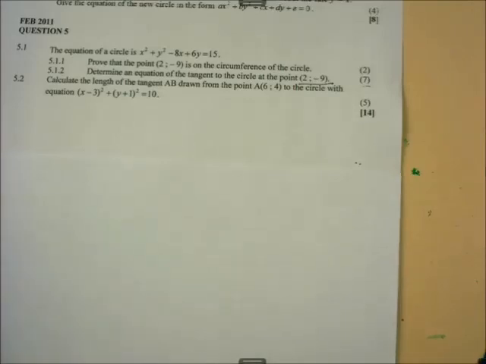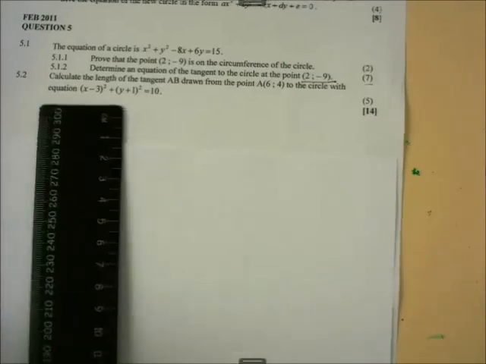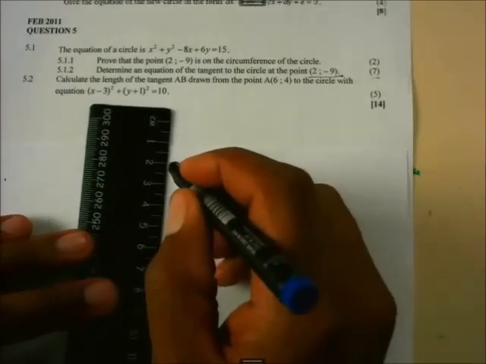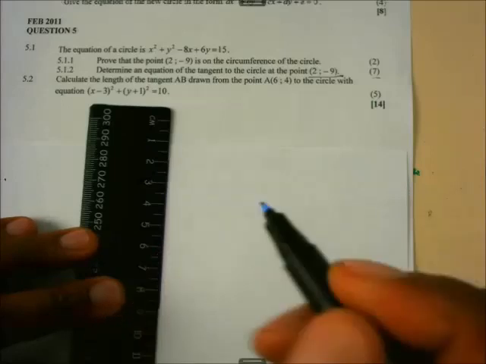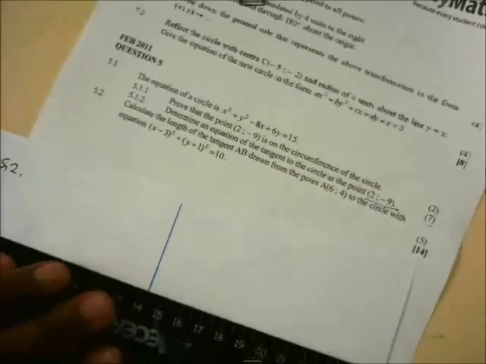Let us see, boys and girls, what it is that you're going to do here. The length of the tangent AB drawn from the point A to the circle of the equation (x − 3)² + (y + 1)² = 10. Let me try to have a sketch for this one. This is going to be a rough sketch, so that at least we can have a picture of what we are going to do here.